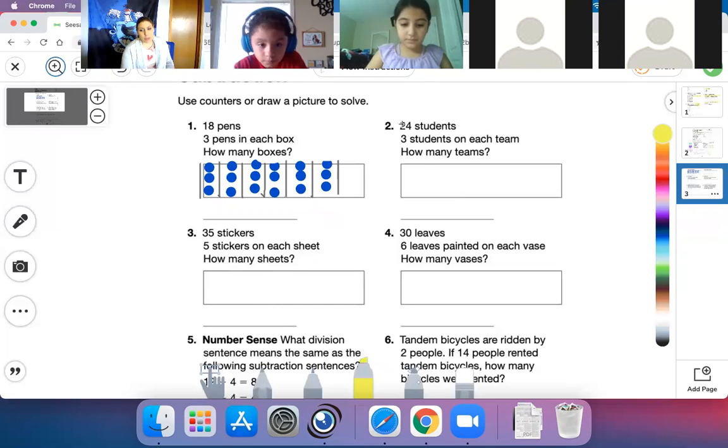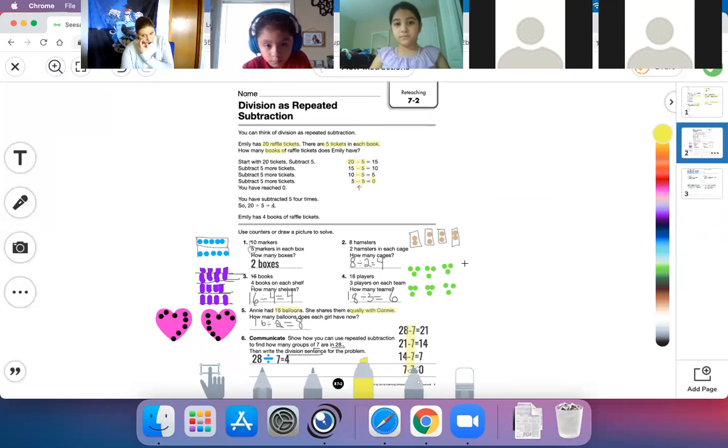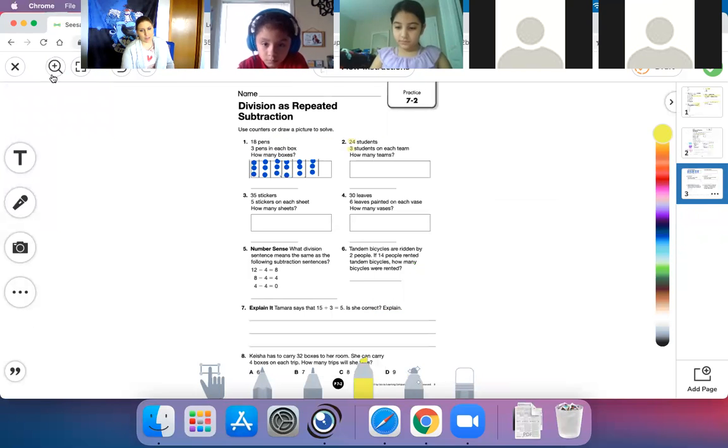Same thing here, 24 students. You're going to put 3 students on a team, just like we did here with our teams, where Miss Walters sorted people into teams. You're going to do the same thing, okay?